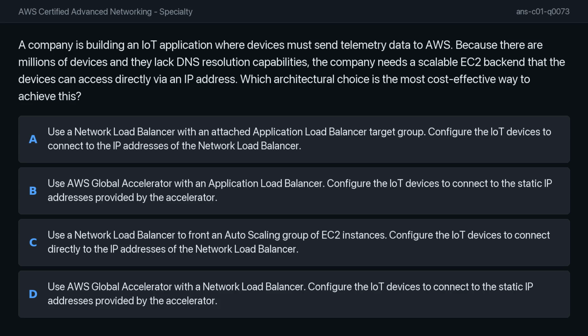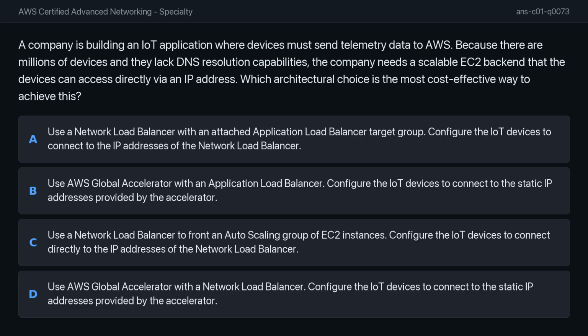A company is building an IoT application where devices must send telemetry data to AWS. Because there are millions of devices and they lack DNS resolution capabilities, the company needs a scalable EC2 backend that the devices can access directly via an IP address. Which architectural choice is the most cost-effective way to achieve this?